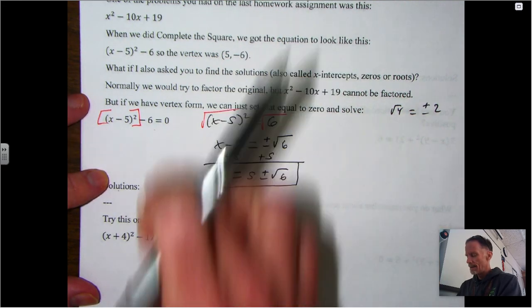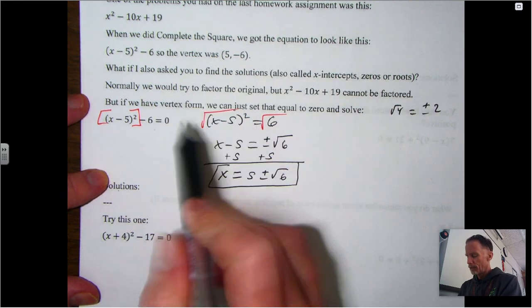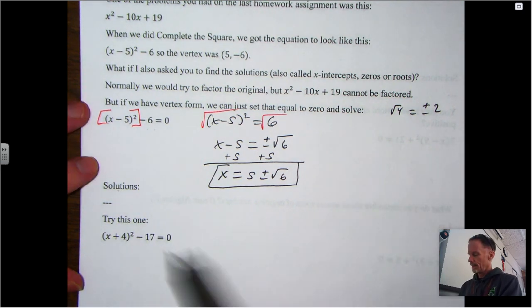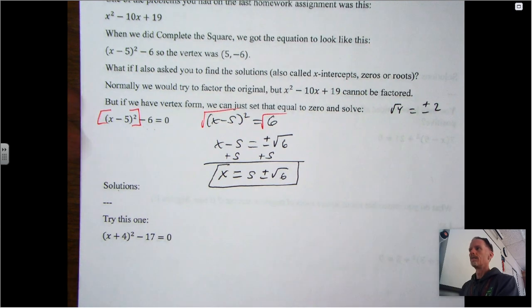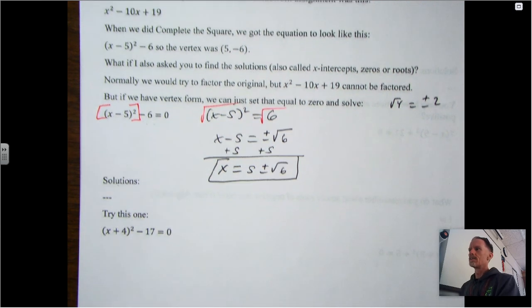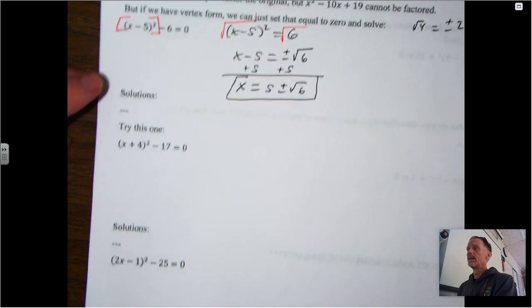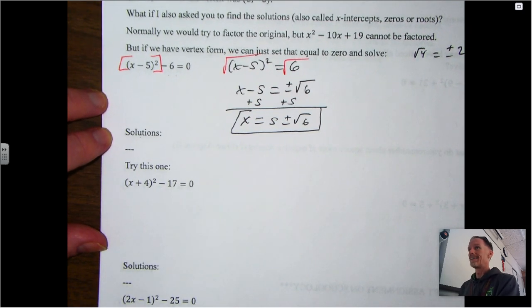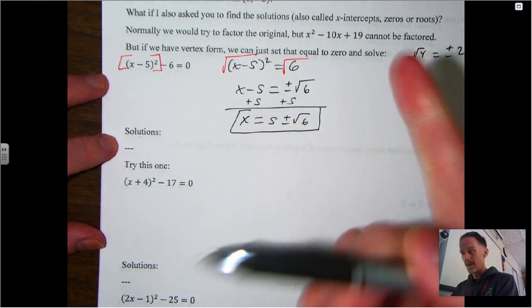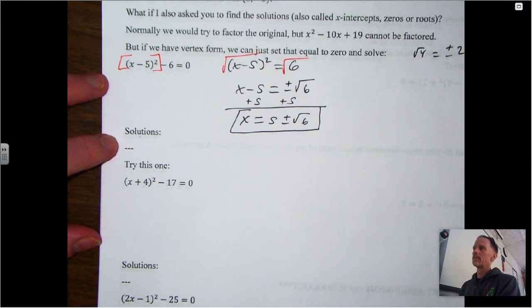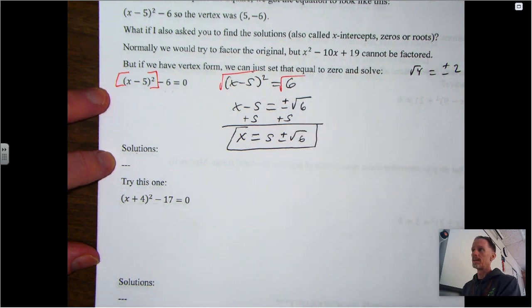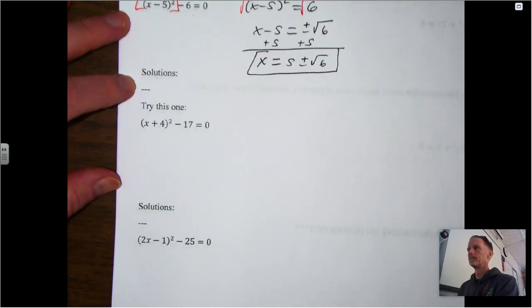So anytime you have vertex form, and you can always find vertex form by completing the square, then you can find your solutions as well. Now, what we're going to find a little bit later on is we can use complete the square to find still another way that we can find the zeros from standard form. And we're going to see that tomorrow.